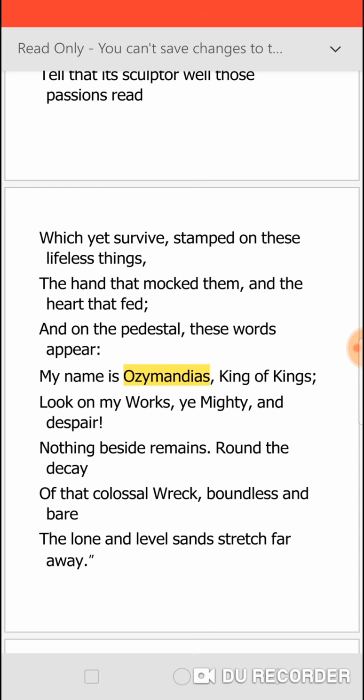So here he has made a mighty statue and he has kept it in a place where his kingdom is surrounding his statue. Ye mighty, and despair. Look at the mightiness of it and get scared. But nothing beside remains. Now what has happened is the statue itself is broken and around that his mighty kingdom has disappeared. Nothing is there around the decay of that colossal wreck. So he says the statue is now a colossal wreck and around it nothing is there. Boundless and bare. That is how far you want to see.